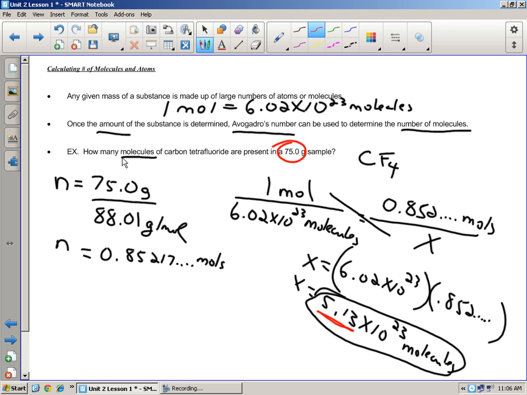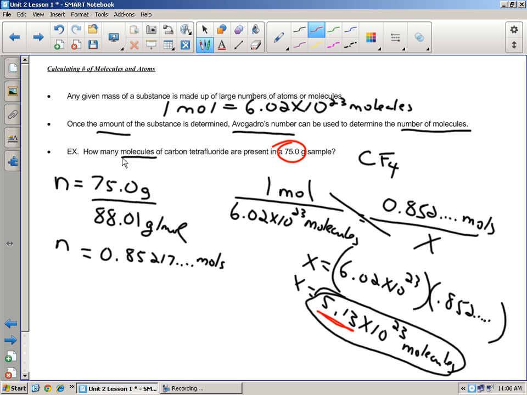Are there any questions on that? Were you not sure about something there? Really what we're doing is simply comparing. One mole is always 6.02 times 10 to the 23. Well, I don't have a mole, I have 0.85. So what's 0.85 of 6.02 times 10 to the 23? What would that be equivalent to as far as molecules go? It works out to be 5.13.